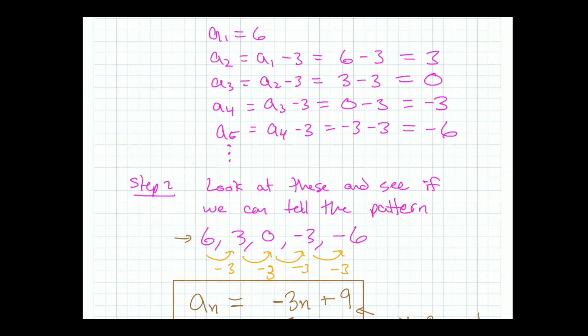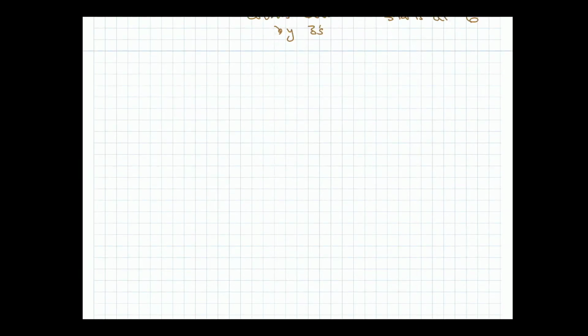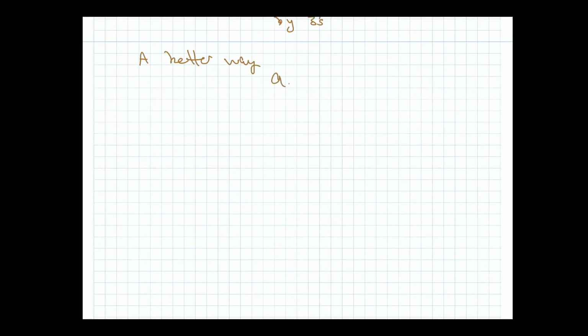Okay. Now they actually have a better way of doing this. That's going to be more useful, I think. So maybe I'll do that real quick. A better way, maybe. So we still calculate it the same way. A1 is 6. A2 is 6 minus 3, right? But what they do is instead of calculating this, don't simplify this.